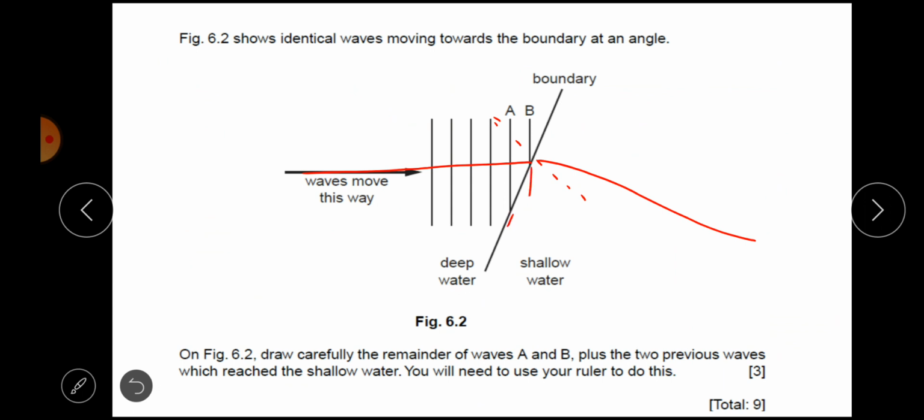Unfortunately, I don't have a ruler to draw these ones so that they are parallel to this. We're asked to draw 2. Unfortunately I'm unable to draw it very well on this screen. However, it has to be parallel to this, and because it's entering shallow water, the wavefronts are going to be closer to each other than in the previous diagram. So something like this.